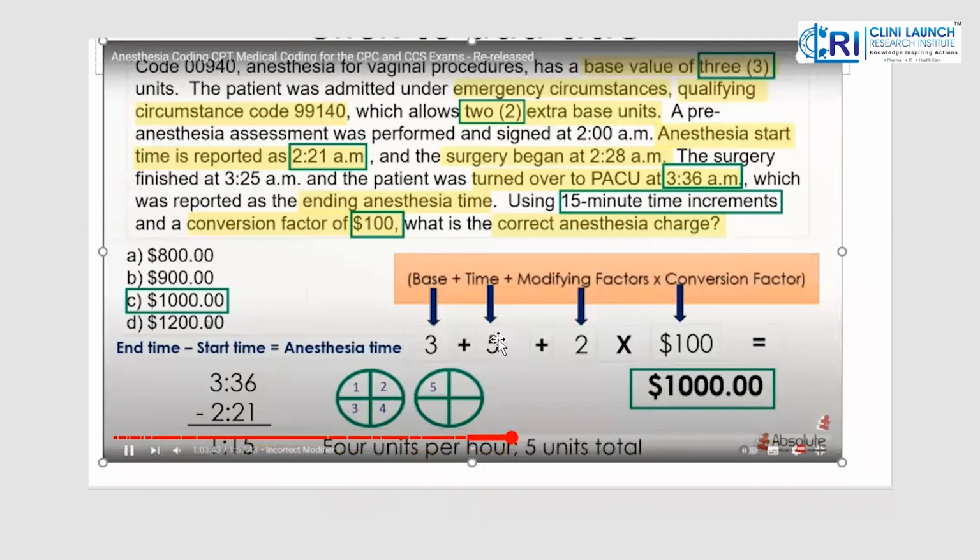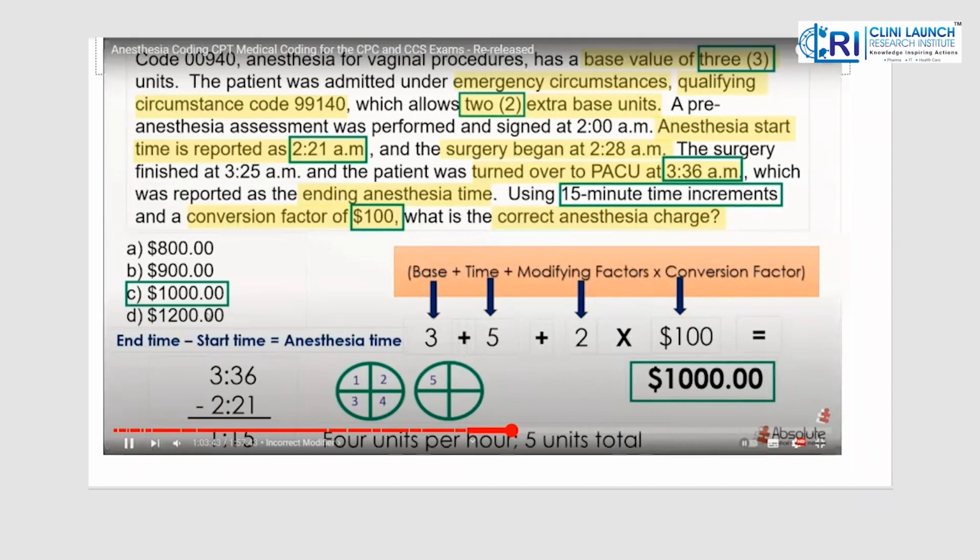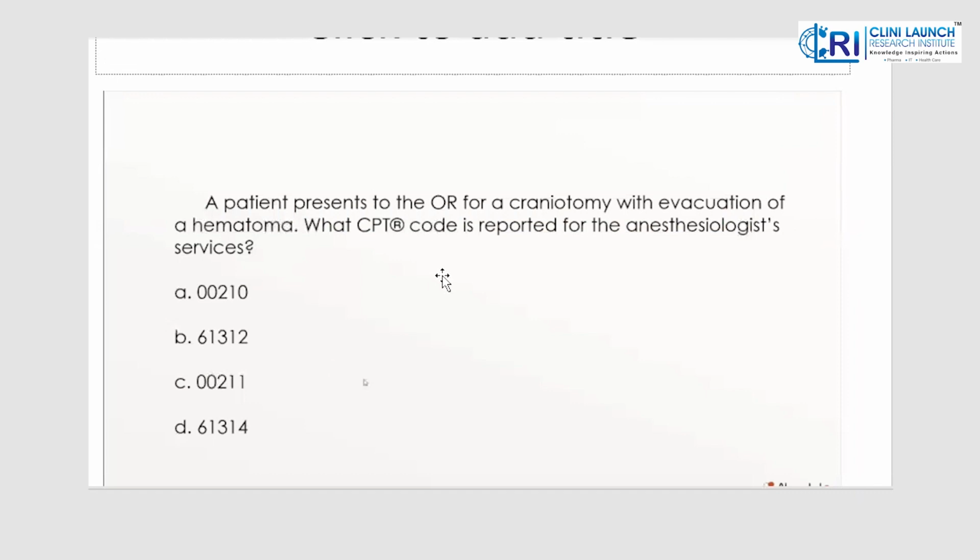So you know how to calculate it, right? 1 hour 15 minutes means how much? 75 minutes. Yes or no? 75 divided by 15 is 5. So your time will be 5. Modifying factor is 2. And you will multiply that by $100. So the charge for this service is $1,000. It is necessary that you remember this formula. Understood?